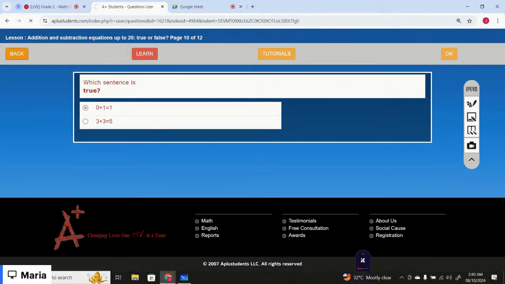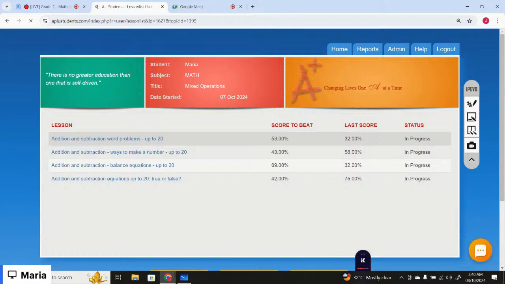So, we were working on grade 2 math. The chapter we were working on is mixed operations. The lessons we have covered today are addition and subtraction word problems up to 20, addition and subtraction ways to make a number up to 20, addition and subtraction balance equations up to 20, addition and subtraction equations up to 20 true or false. So please make sure before the next session you complete all the practice questions for the lessons we just did. That is your homework until next session, right?